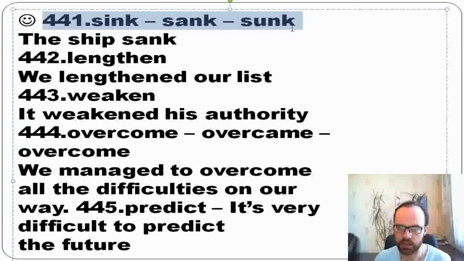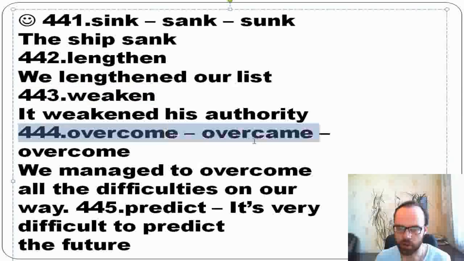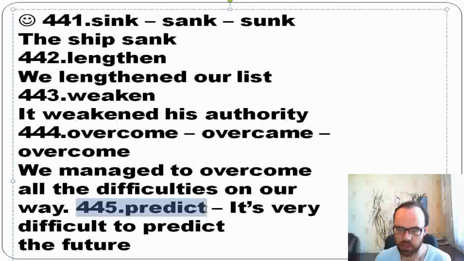Sing, sang, sung. The ship sank. Lengthen. We lengthened our list. Weaken. It weakened his authority. Overcome, overcame, overcome. We managed to overcome all the difficulties on our way. Predict. It's very difficult to predict the future.